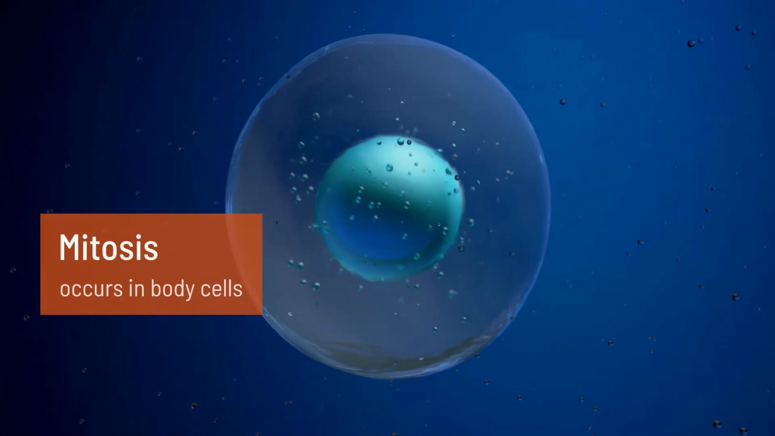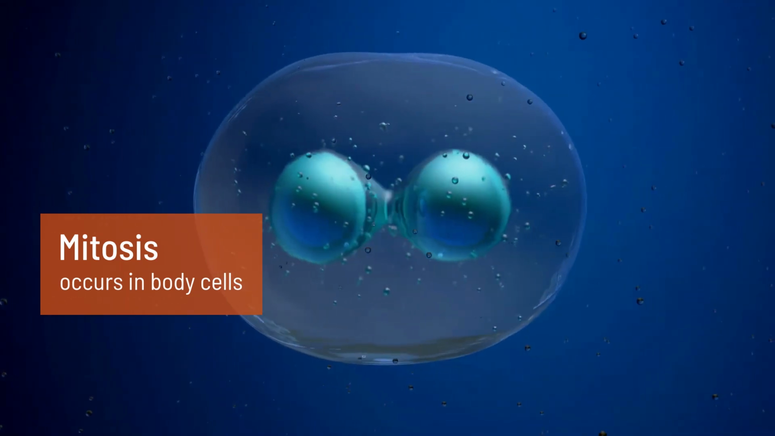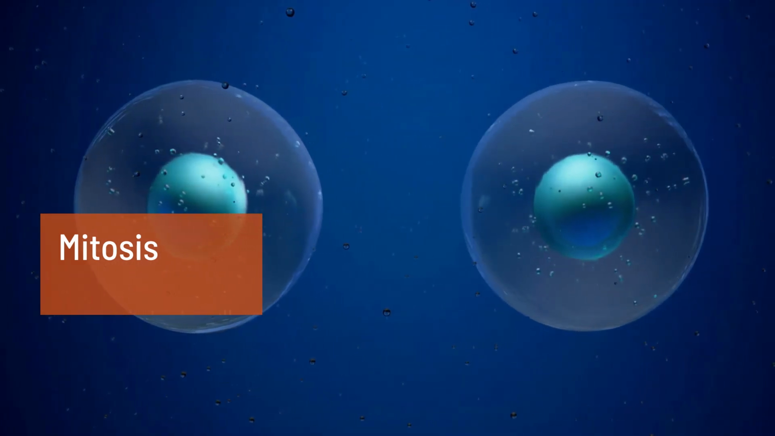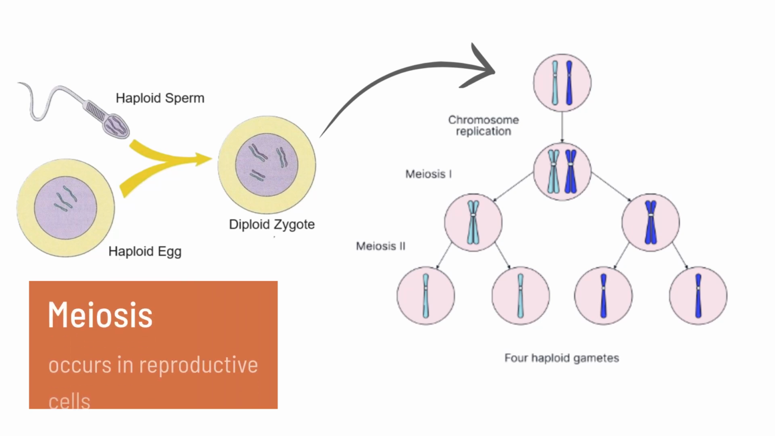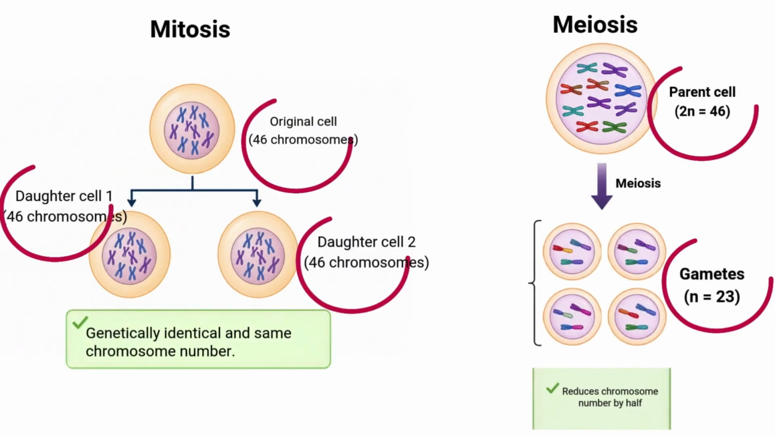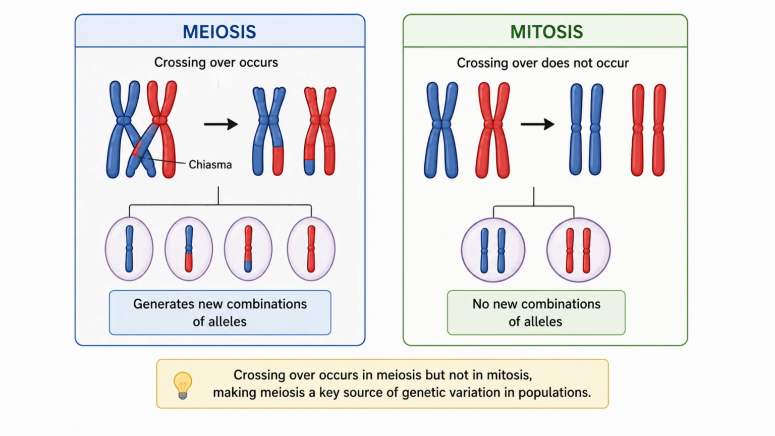Mitosis occurs in body cells, produces two identical diploid cells, involves one cell division, and functions in growth and repair. Meiosis occurs in reproductive cells, produces four genetically different haploid cells, involves two cell divisions, and functions in sexual reproduction. Mitosis maintains chromosome number, whereas meiosis halves it. Additionally, crossing over occurs in meiosis but not in mitosis, making meiosis a key source of genetic variation in populations.